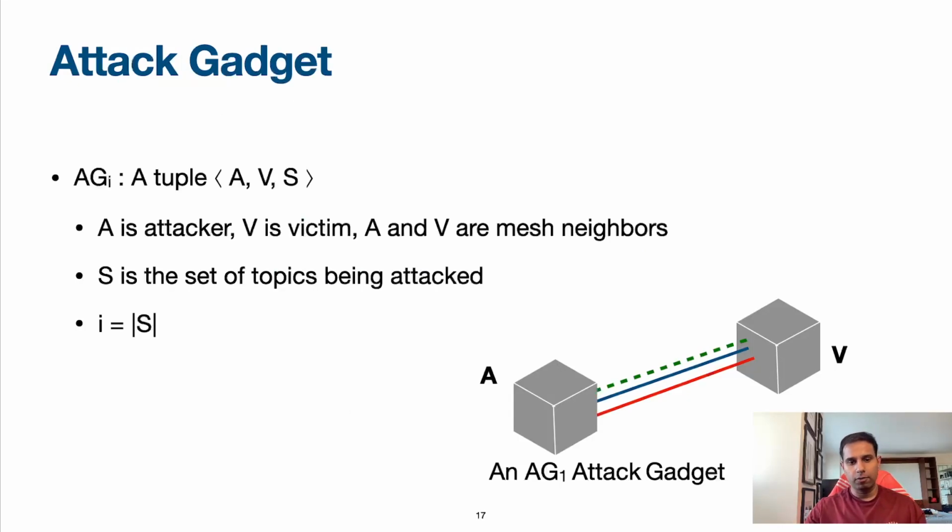Based on the insights we got from the counterexamples to the two properties in the case of Ethereum, we developed attack gadgets. On the slide, you can see the shape of a gadget. More details and analysis appear in the paper, but these attack gadgets make it easy to understand and construct the attacks. As an example, an AG1 attack gadget is shown in this slide, where peer A is attacking peer V in a single topic. That is, messages in the green topic are being dropped. However, V is unable to detect this misbehavior from A and is also unable to prune A from its own mesh.